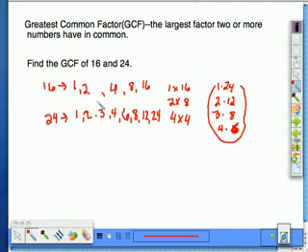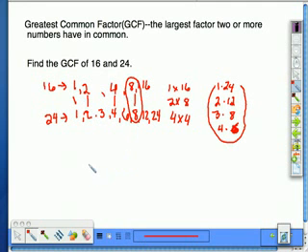Now this is greatest common factor, so I've listed my factors. Now the ones I have in common are the 1, 2, 4, and 8 that go into both 16 and 24. So my greatest common factor is the 8.